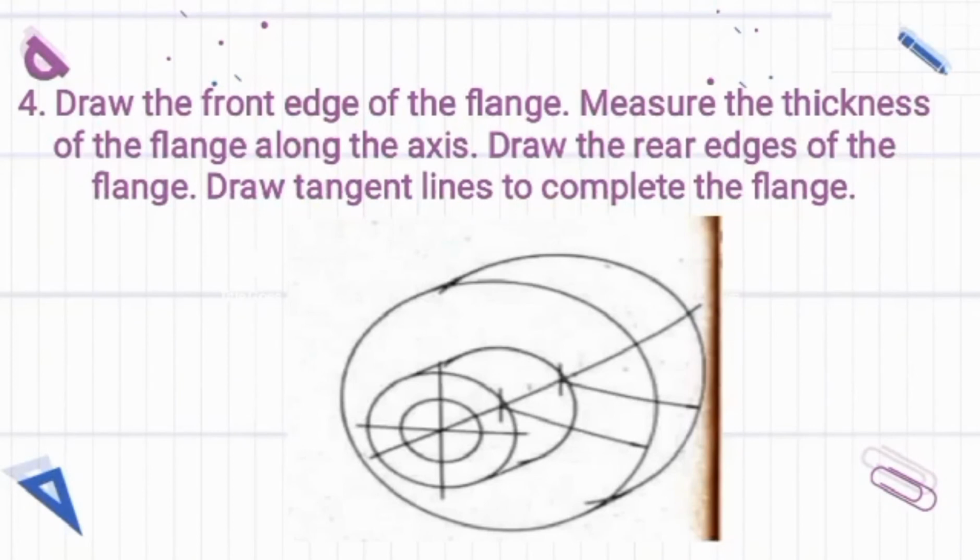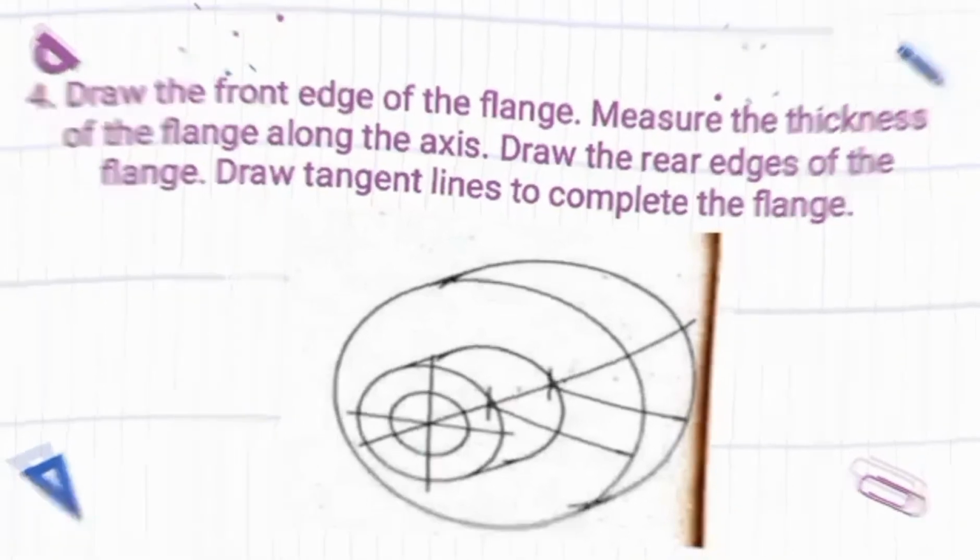Tinutukoy naman dito sa ika-4 is iguhit ang harapan ng flange. Pagkatapos, sukatin ang kapal ng flange sa kahabaan ng axis. Iguhit naman yung likuran ng flange. Then, gumuhit ng mga tangent na linya para makumpleto ang flange.